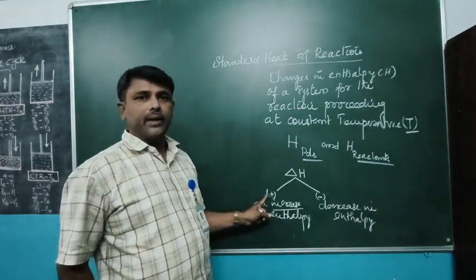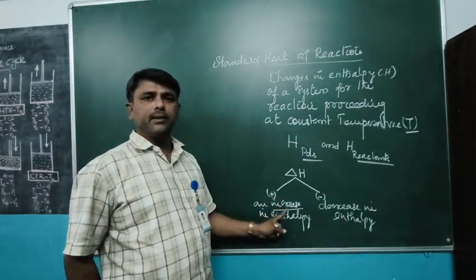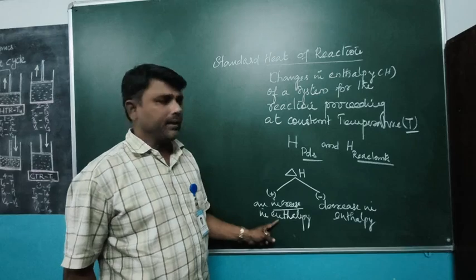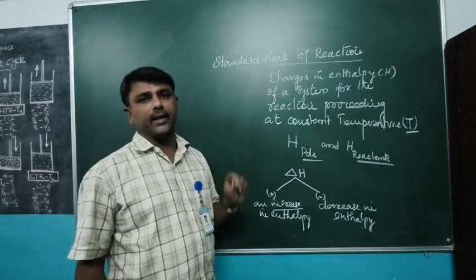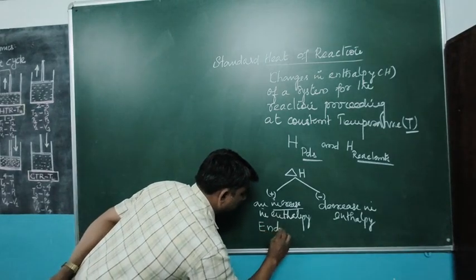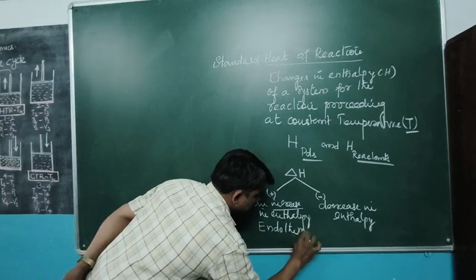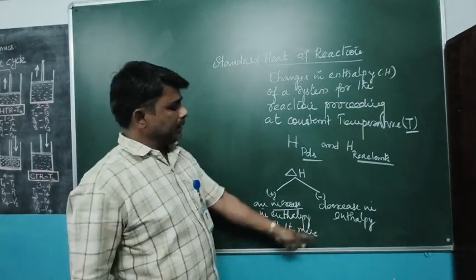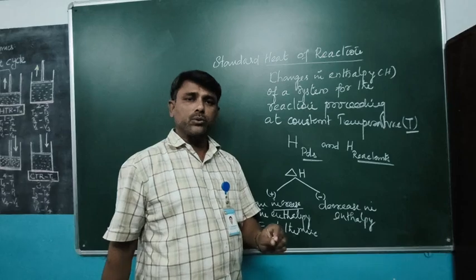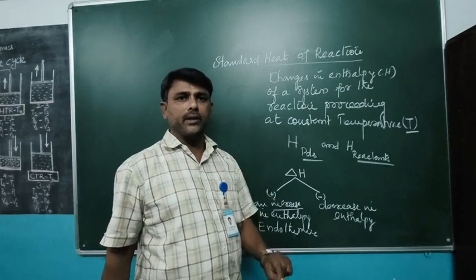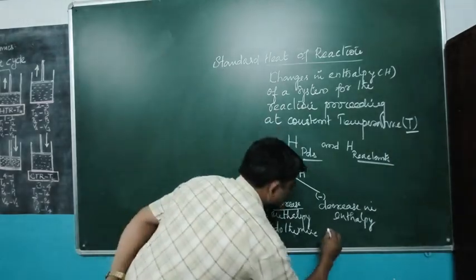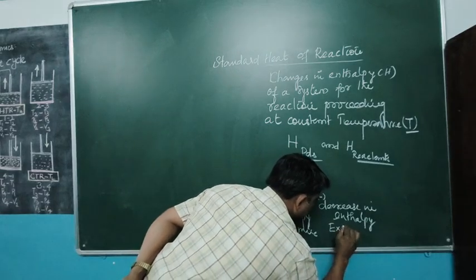The positive value indicates an increase in enthalpy. Increase in enthalpy means we are supposed to supply a certain amount of heat energy to the system to proceed the reaction. This reaction is called an endothermic reaction. The negative sign indicates a decrease in enthalpy of the system. That means we are supposed to remove a certain amount of energy from the system to carry out the reaction. This reaction is called an exothermic reaction.